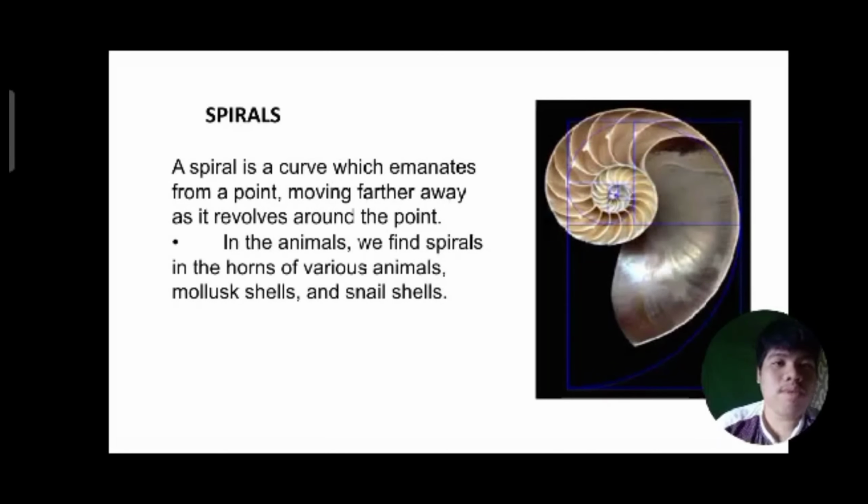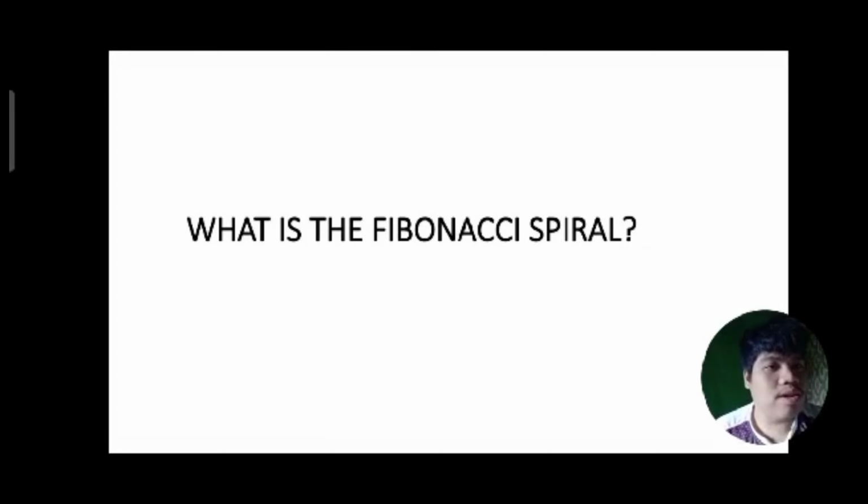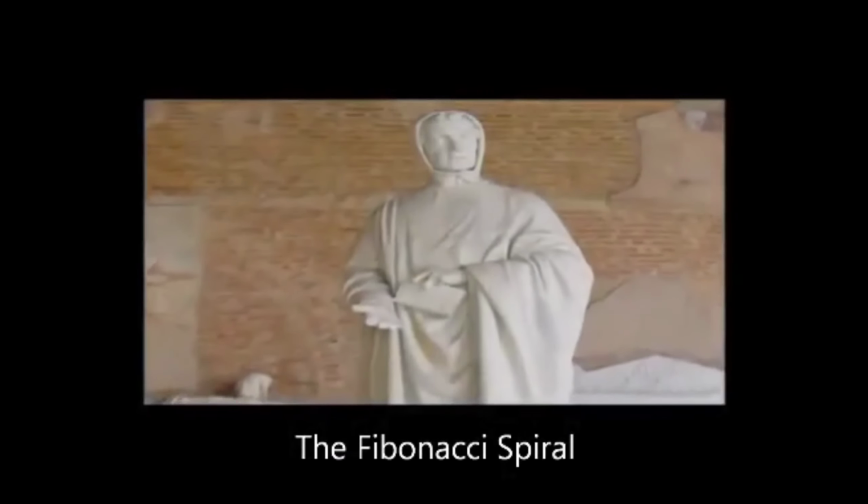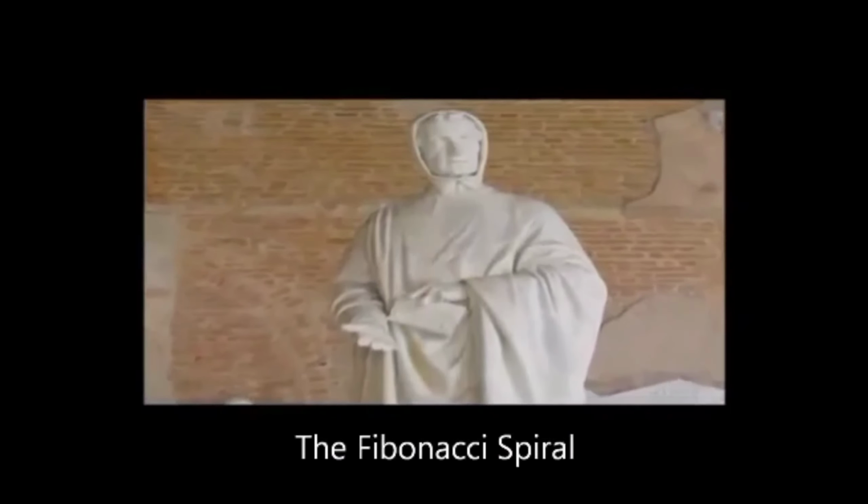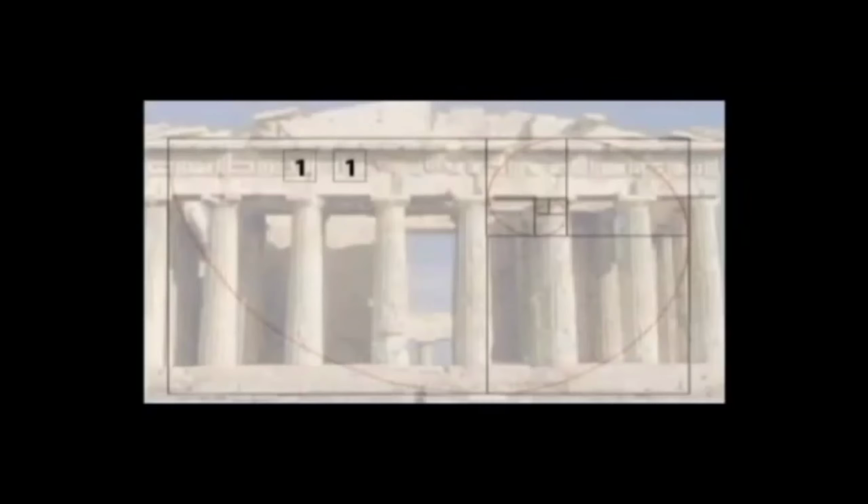In animals, we find spirals in the horns of various animals, mollusk shells, and snail shells. So next, what is the Fibonacci spiral? In the 13th century, the mathematician Leonardo Fibonacci discovered an important sequence of numbers starting with the number 1 twice, where each succeeding number is the sum of the two preceding ones. So the sequence goes 1, 1, 2, 3, 5, and so on.